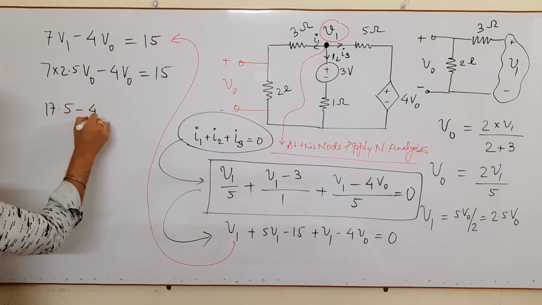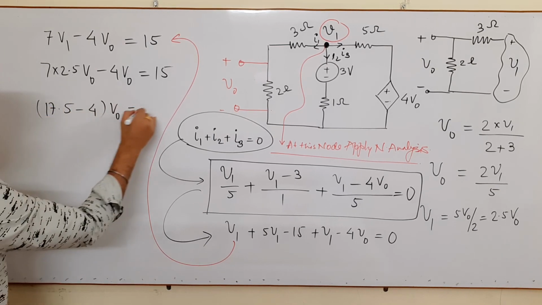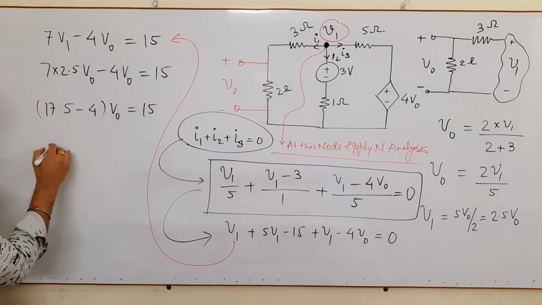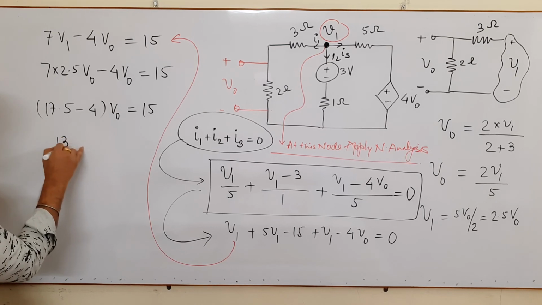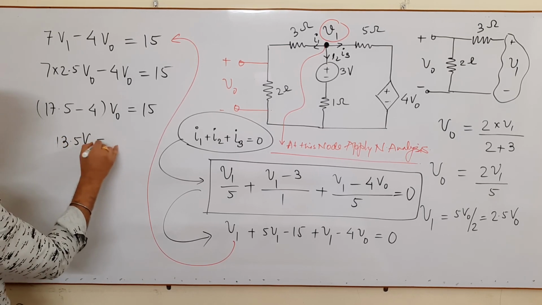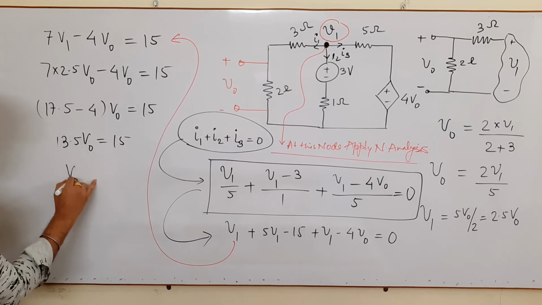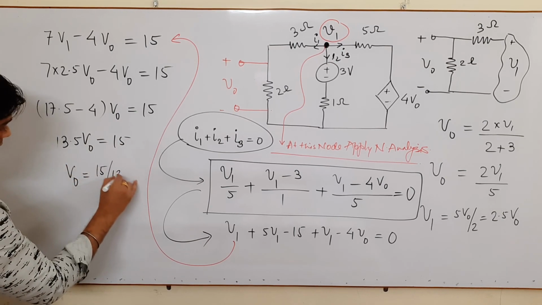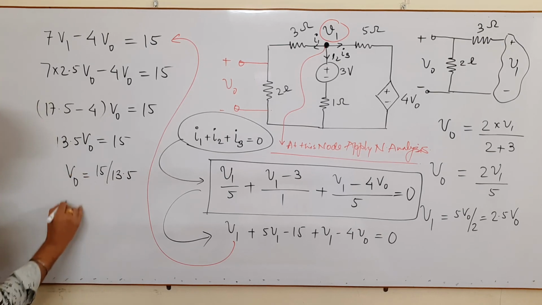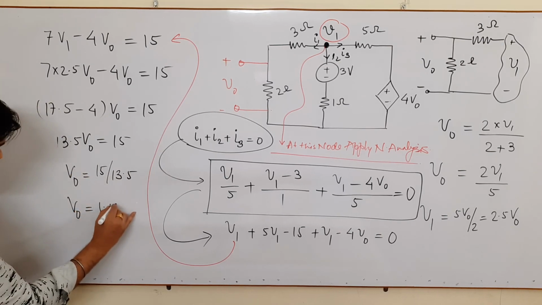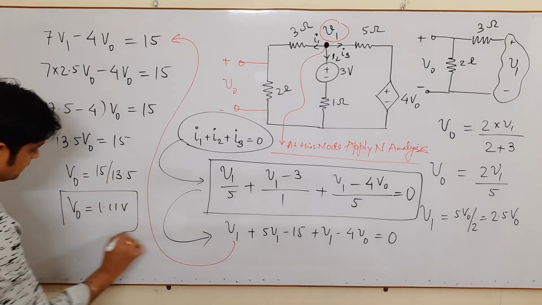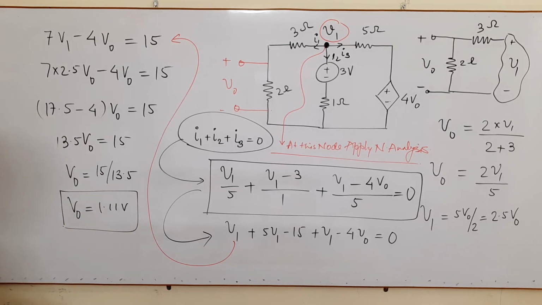17.5 minus 4 V0 is equal to 15, or it comes to be around what? This comes to be around 13.5, is equal to 15. So the value of V0 comes to be 15 upon 13.5. When you divide it, the value of V0 comes to be around 1.11 volt. This is the value of V0.